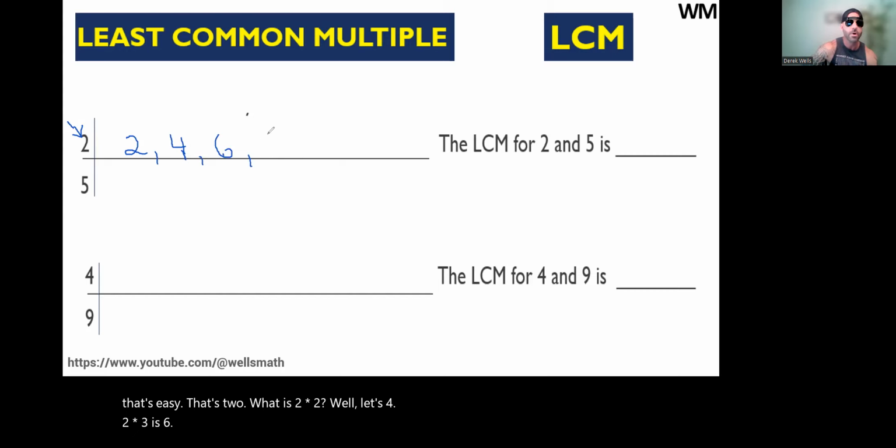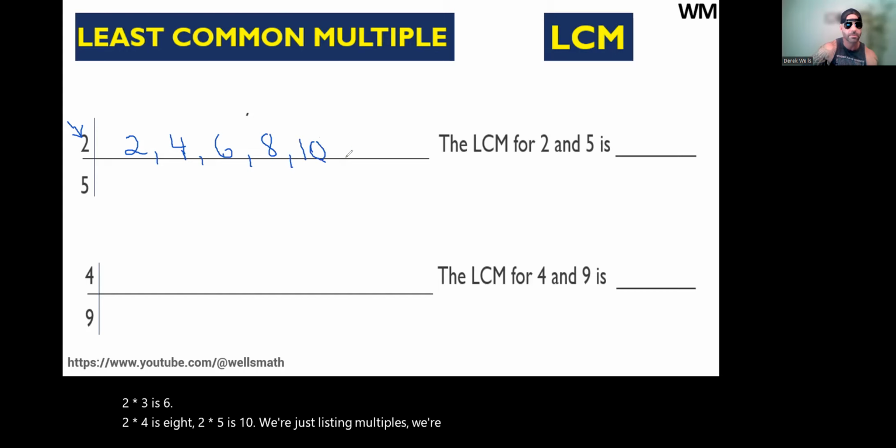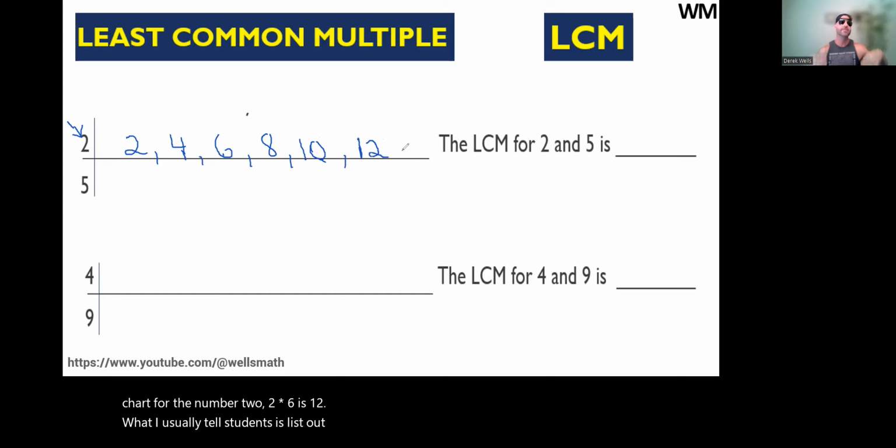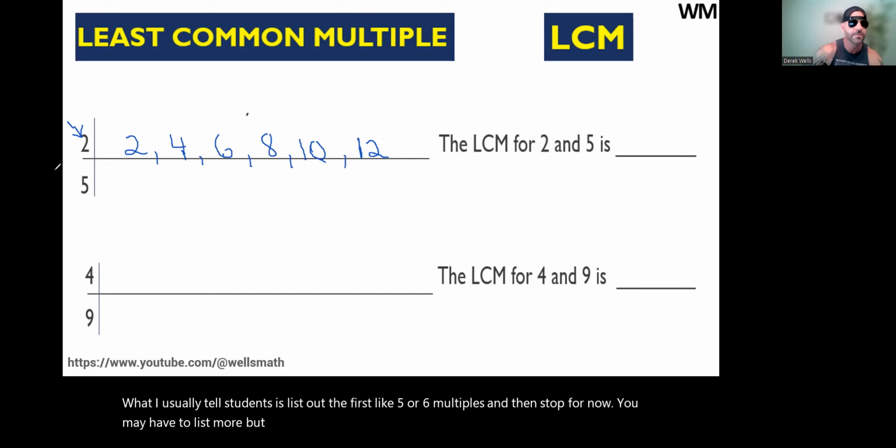2 times 4 is 8. 2 times 5 is 10. We're just listing multiples. We're thinking about your multiplication chart for the number 2. 2 times 6 is 12. What I usually tell students is list out the first like 5 or 6 multiples and then stop for now. You may have to list more, but let's go ahead and move to the number 5.